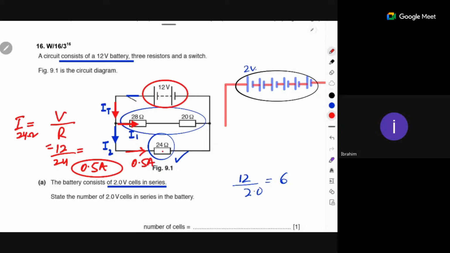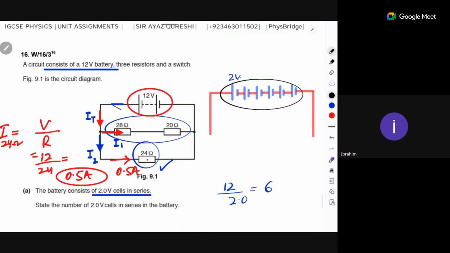So if I ask you, what is the total current in the battery here? What is the total current in the battery? So that is 0.5 plus 0.25. So that is 0.75 ampere. Is it clear to everyone? Any confusion, any doubt? No, sir. No doubt.